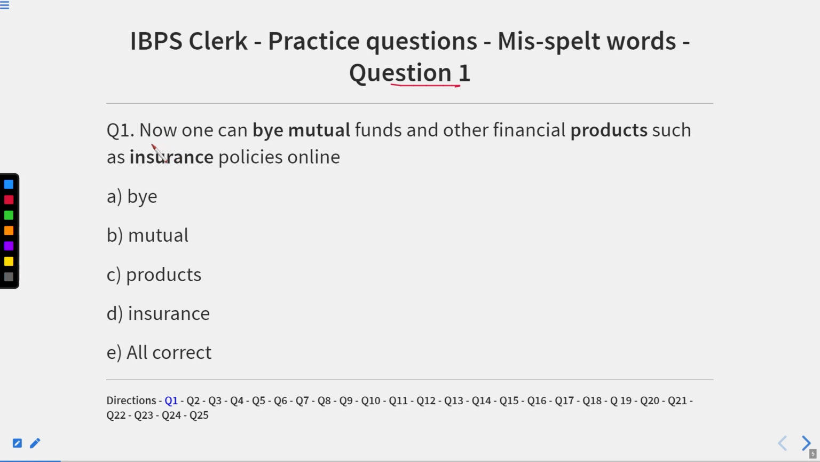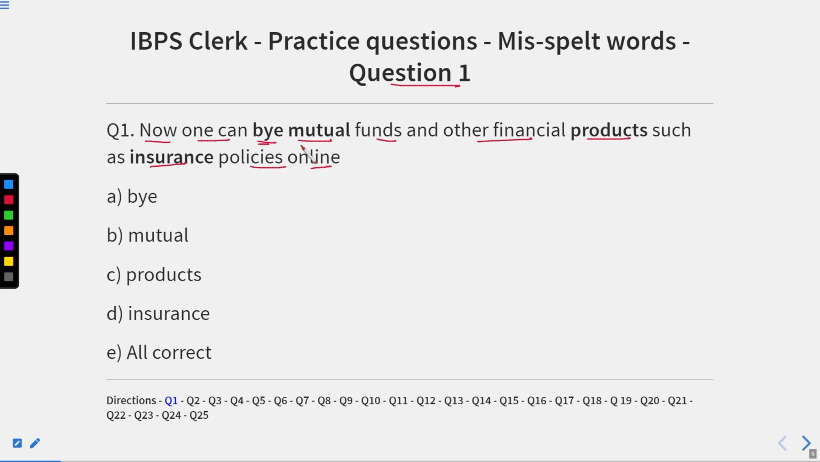And the first question is, now one can buy mutual funds and other financial products such as insurance policies online. Now, if I look at this sentence carefully, if I see the bold words, now the bold words are buy, that is BYE. Now, if we say bye is correct according to spelling. But here bye means to shake hand and to greet. When we depart from someone, we say bye.